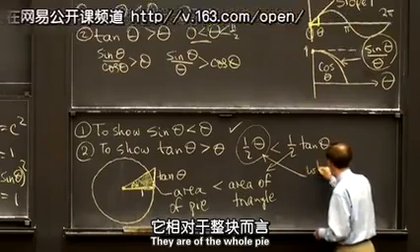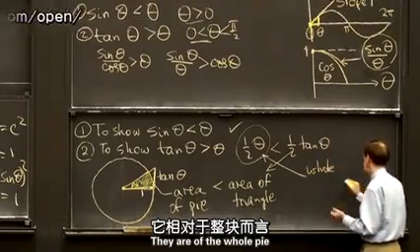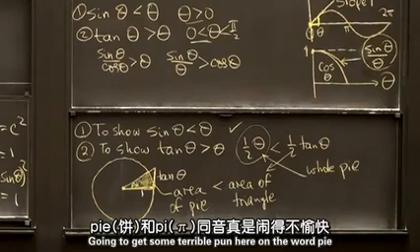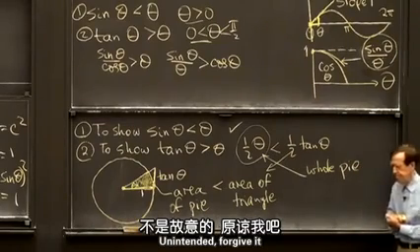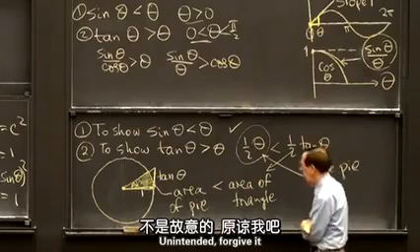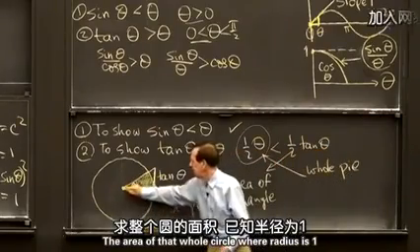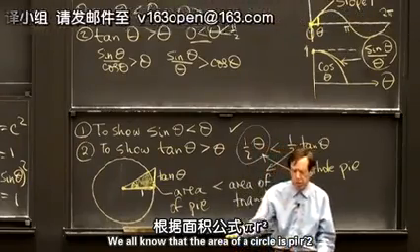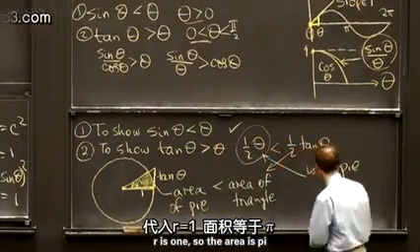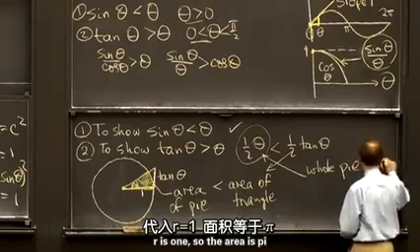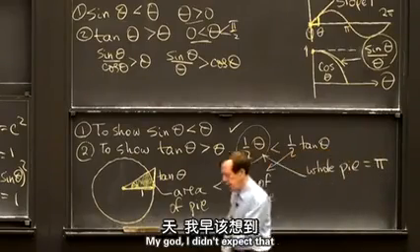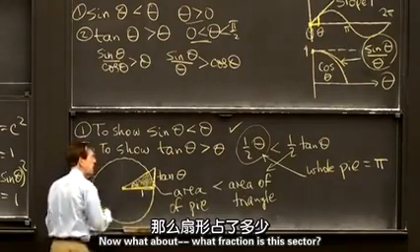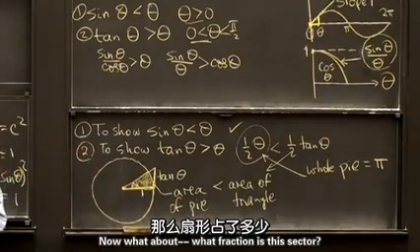The area of the whole pie, I'm going to get some terrible pun here on the word pi. Unintended. Forgive it. The area of that whole circle, the radius is 1. We all know what the area of a circle is, pi r squared. R is 1, so the area is pi. My God, I didn't expect that. Okay. Now, what about this? What fraction is this sector?